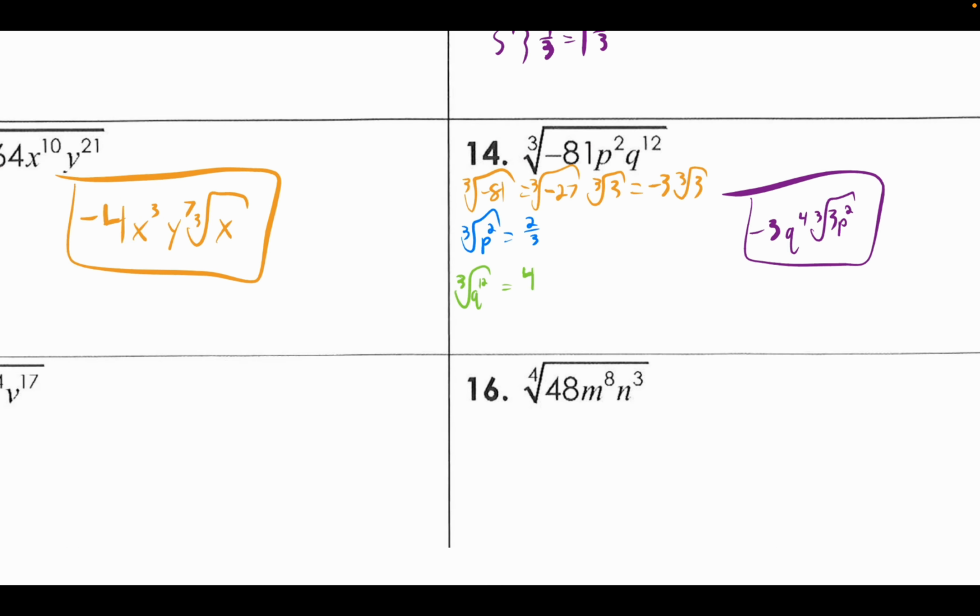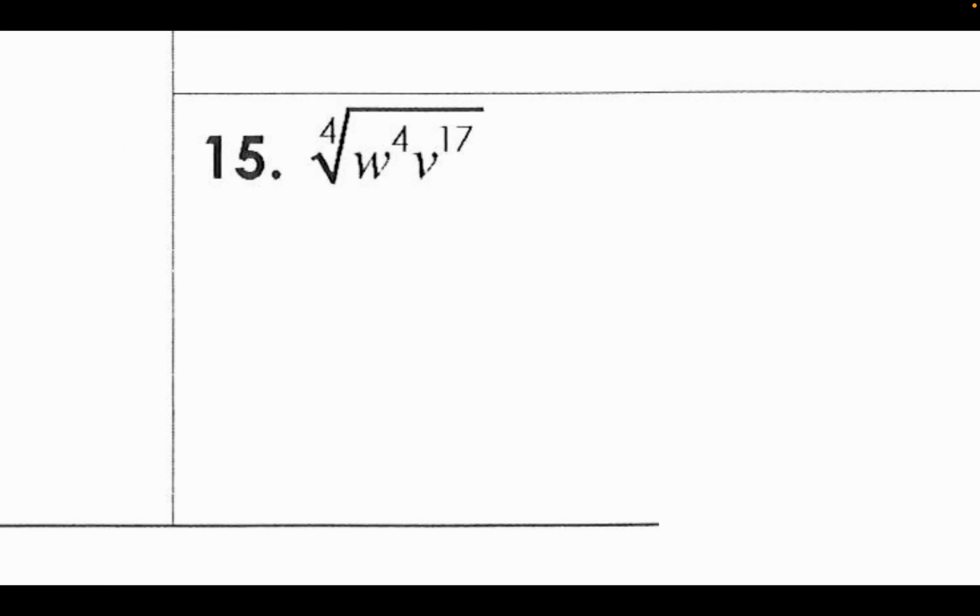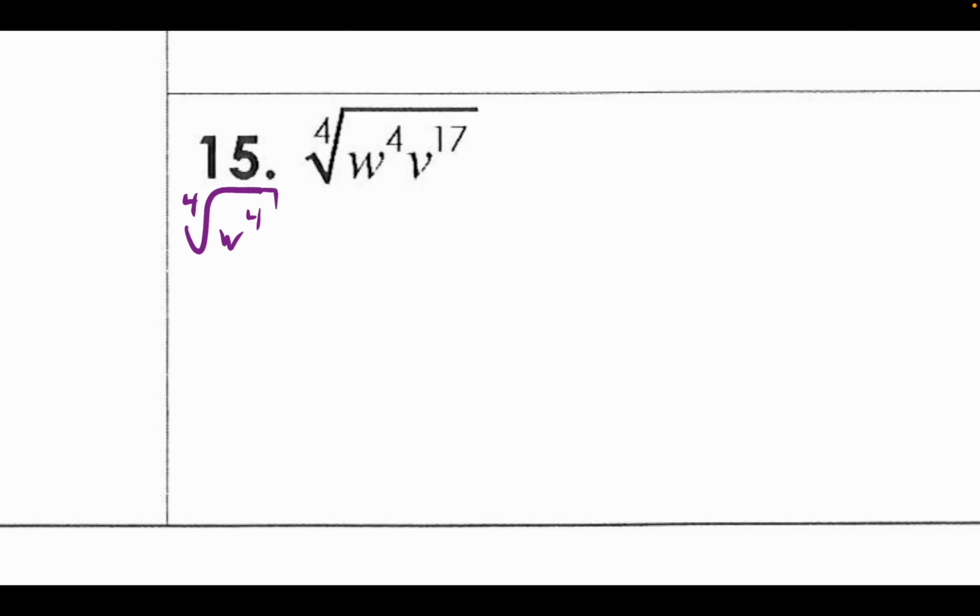On 15 and 16, we get the pleasure of doing this with fourth roots. So I'm still just going to split this up, part by part. Fourth root of w to the fourth. So, just like before, exponent divided by index. So 4 divided by 4 is the whole number 1.